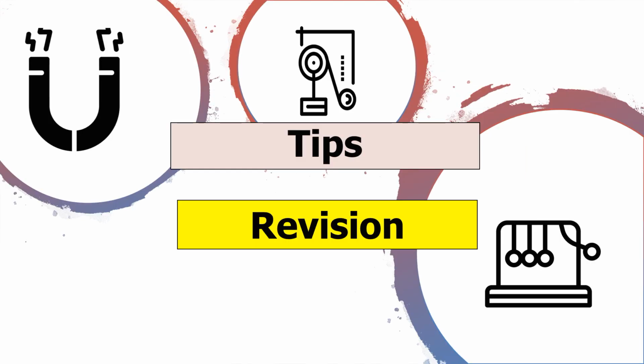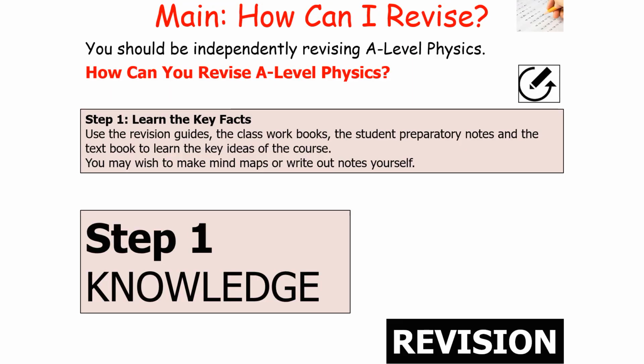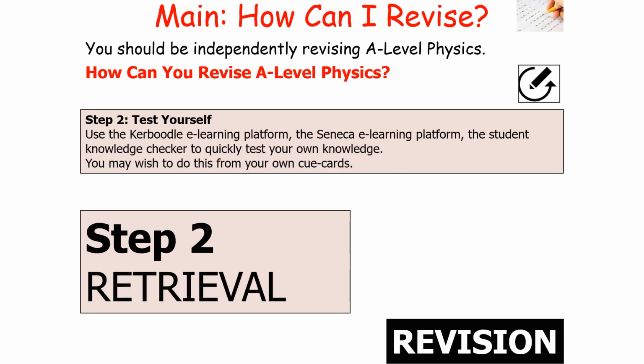So how should you revise A-Level Physics? Firstly, learn the key facts. Use the revision guide, the class workbooks, the student prep notes and the textbook to learn the key ideas of the course, and you might want to make a mind map or write out notes yourself to do this. The second step is to use things such as Caboodle, Seneca and knowledge checkers to quickly test your own knowledge, and you may wish to do this from your own cue cards.